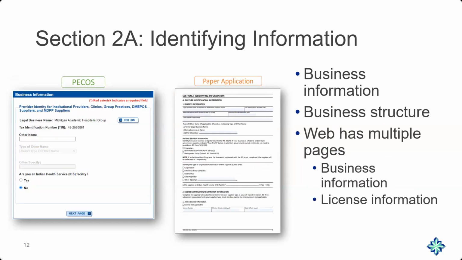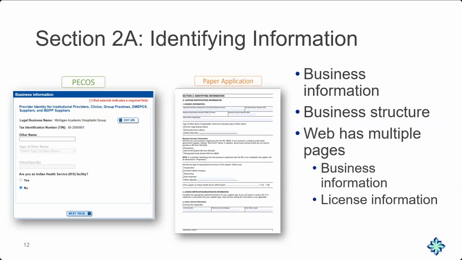Section 2A is identifying information. So for the CMS 855B, we are asking about business information. So things like the legal business name, the provider's tax ID, is there a doing business as name? What is the business structure for that entity? Is it a corporation? Is it a limited liability company? Is it a partnership? Typically, we don't see sole proprietors here, but that is an option depending upon how that sole proprietorship is set up. Typically, we see those on a different application, but it is an option here. And you'll see on the left where PACOS is asking the same question.